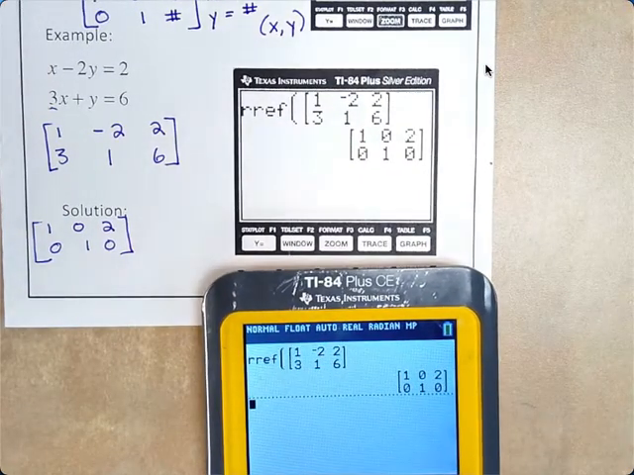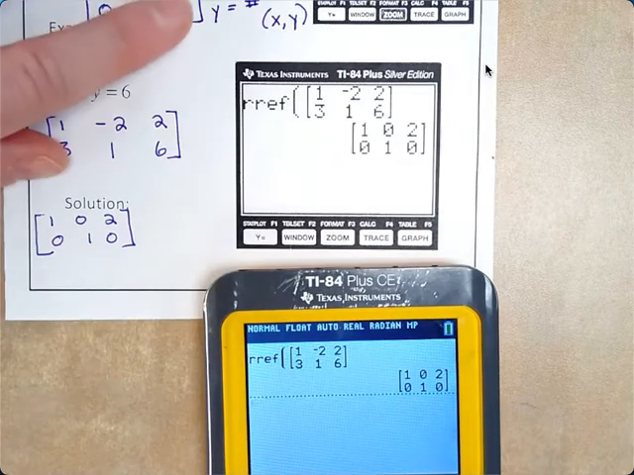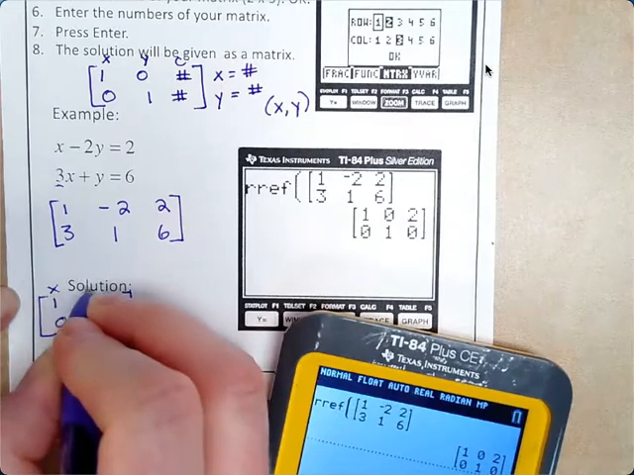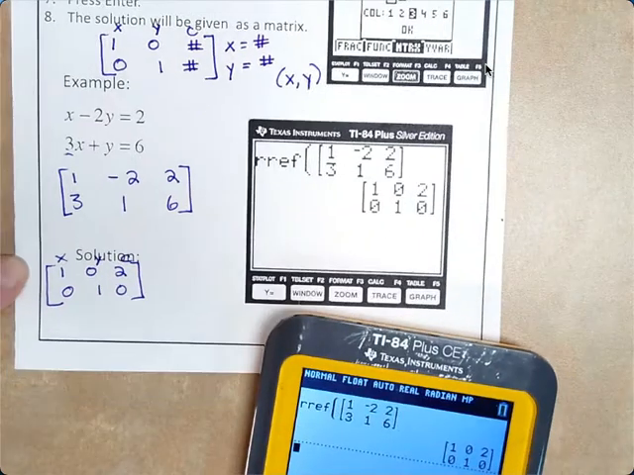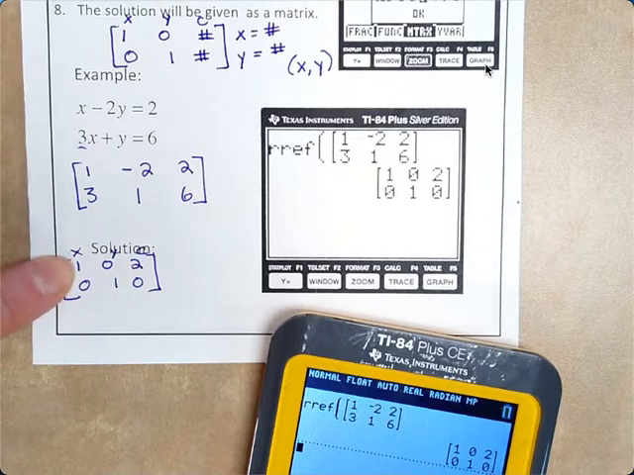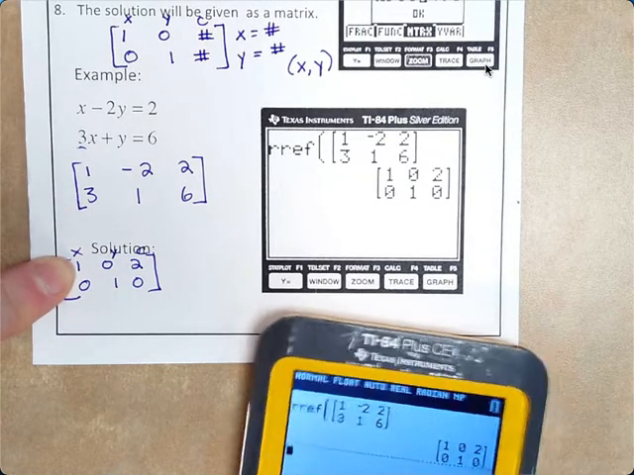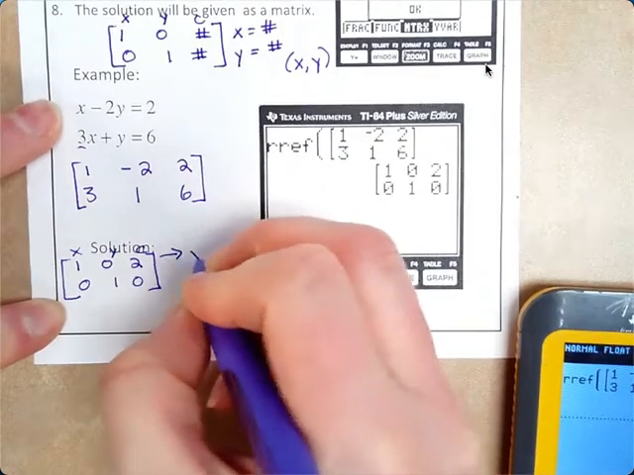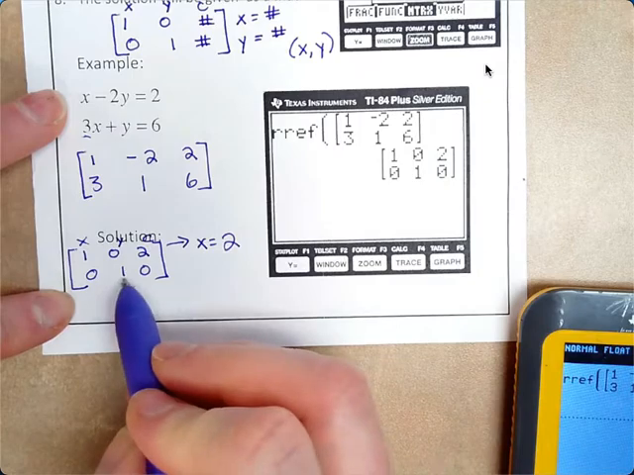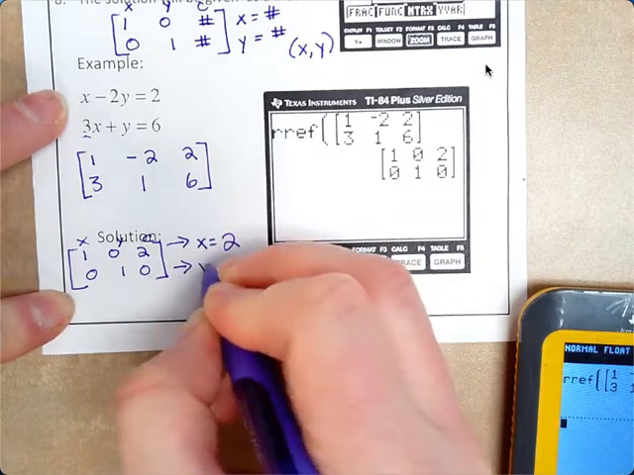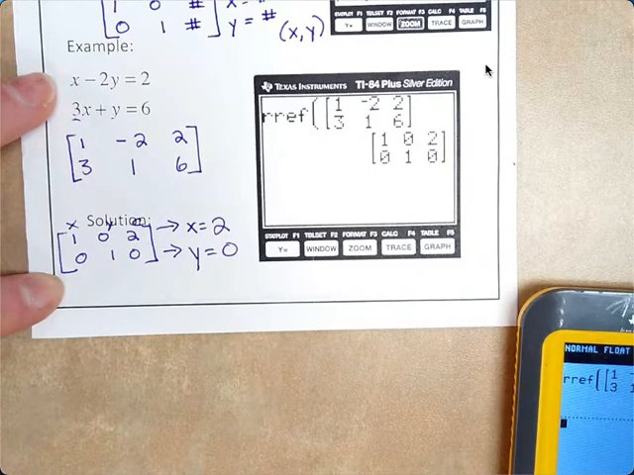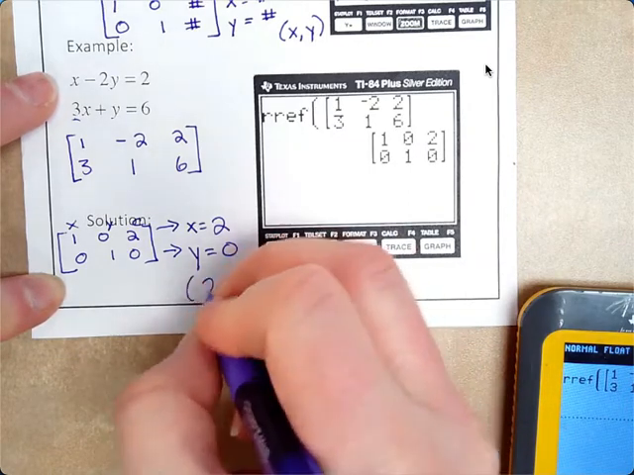Okay, so now we have to write what this actually means. So remember up here I said row 1 will give you your x value because it's saying this is x, this is y, and this is some constant. X, y, and a constant. So that means 1x plus 0y equals 2. So that really means x equals 2. And then 0, 1, 0, that really means y equals 0. So our solution is 2, 0.